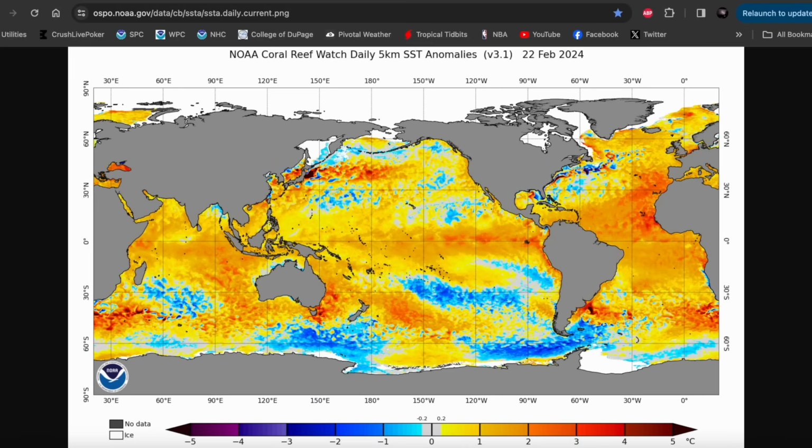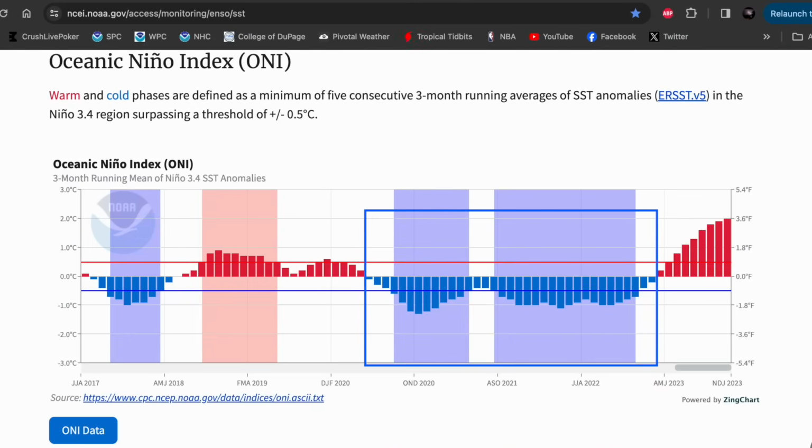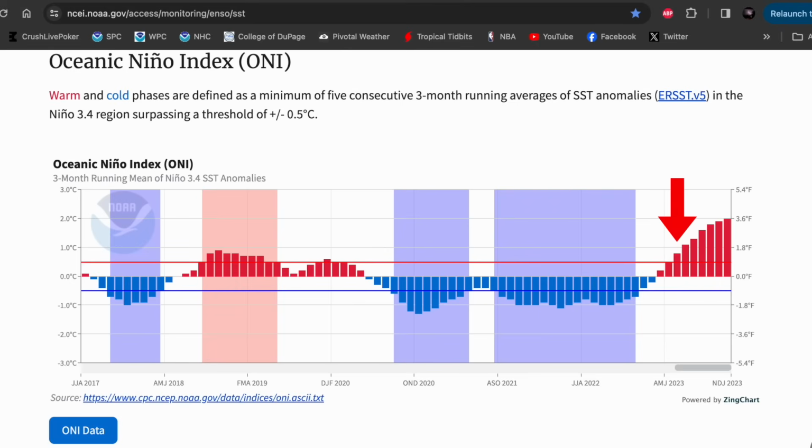Here's a map of our current sea surface temperature anomalies across the globe. The yellows and oranges indicate warmer than normal waters, and the blues indicate cooler than normal waters. And you can see in our Niño 3.4 region, we have widespread above average sea surface temperatures, with even some pockets of 2+ degrees Celsius above average water. This has been festering for quite some time now. After a multi-year period of La Niña conditions, we flipped into an El Niño state around the middle of last year, and that's where we find ourselves right now.